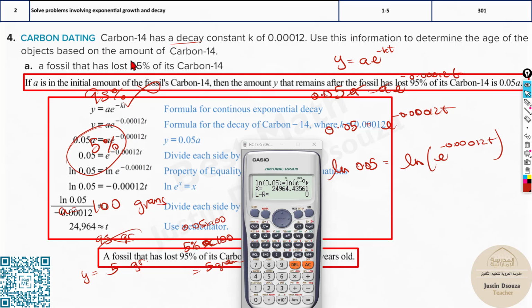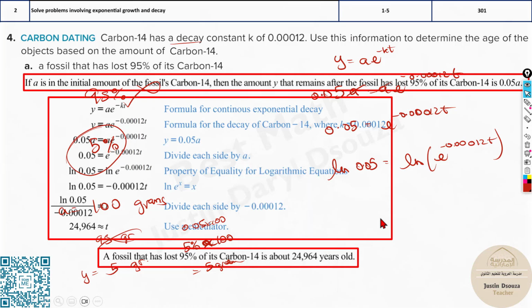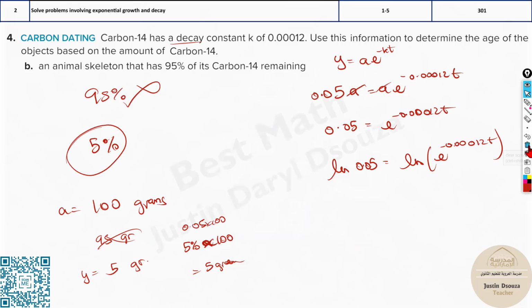So for the 95% of the carbon to be lost, it'll take 24,964 years. That's how we solve it. And there's a B part as well. The same question, but they're asking an animal skeleton has 95%. See, this is "has", it's not lost.